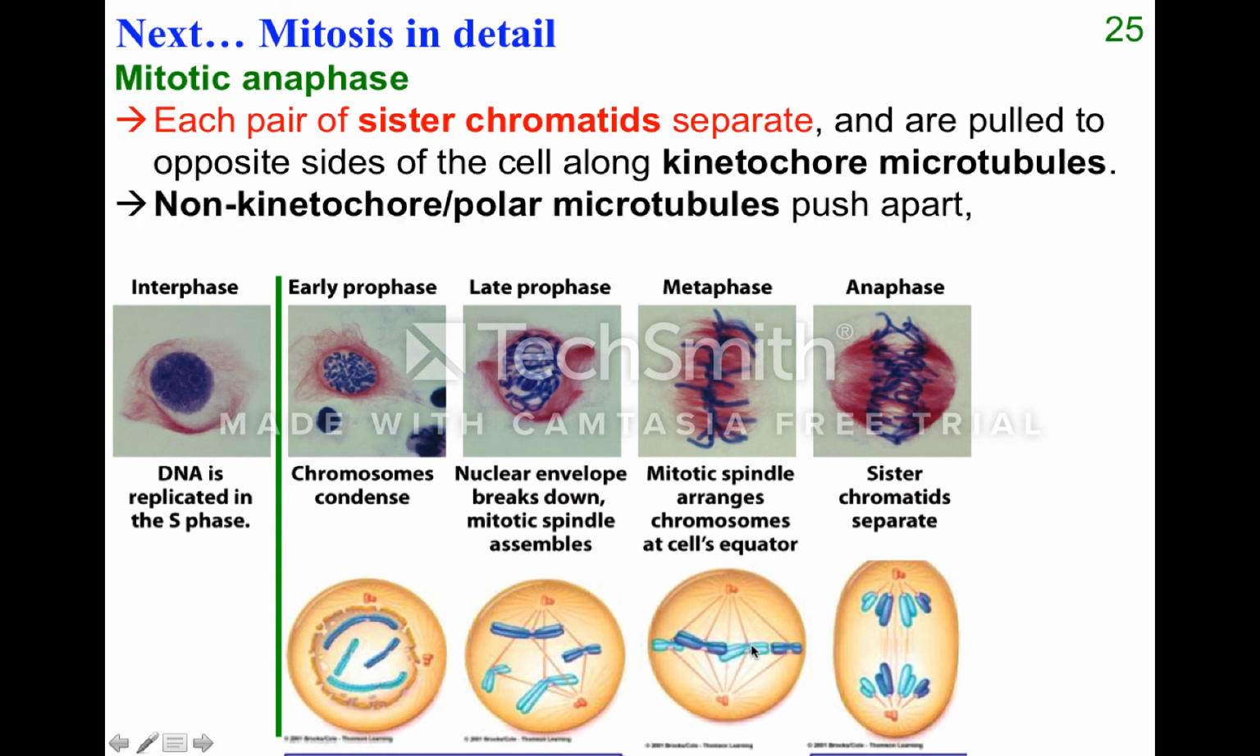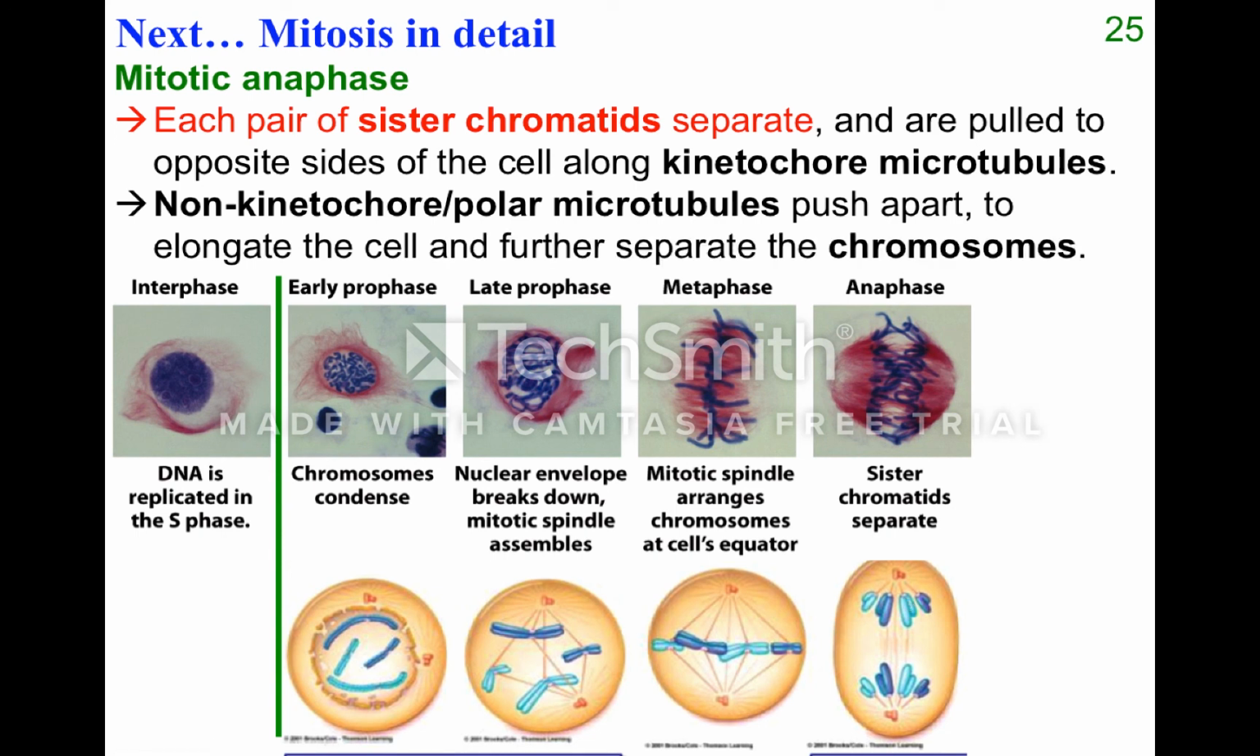Okay. Now, non-kinetochore microtubules at the same time, so these microtubules here that aren't attached to chromosomes, they interact with each other and push each other apart. All right, and that causes the cell to get elongated along the line that joins the 2 poles, and that actually helps to get the chromosomes even further apart. So these kinetochore microtubules pull the chromosomes up and pull the chromosomes down. The non-kinetochore ones push each other away to make the poles separate, to elongate the cell. All right, that's what happens during anaphase.